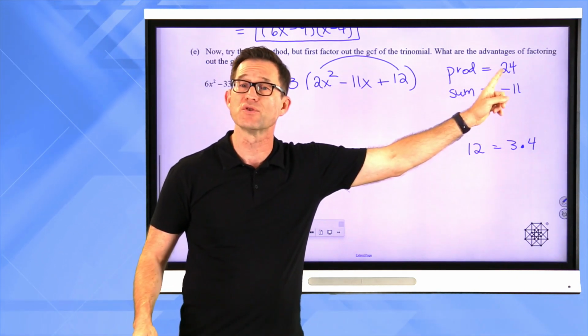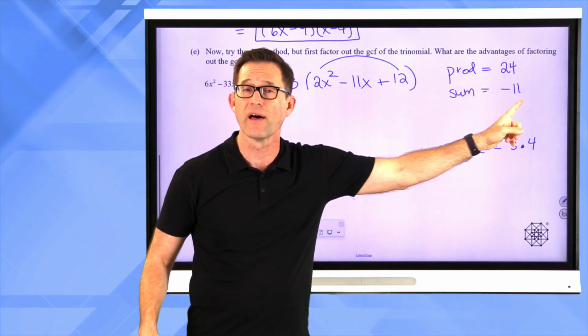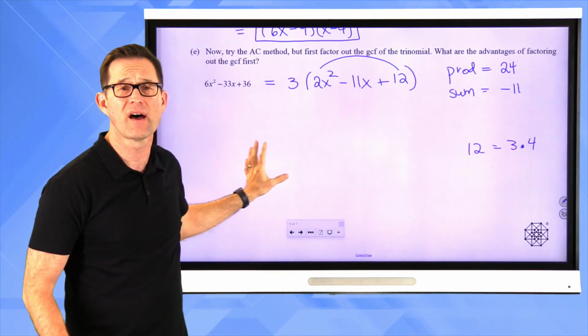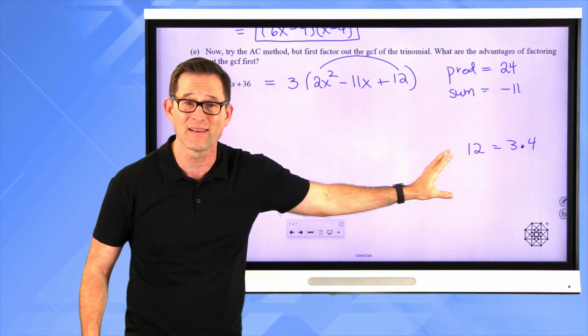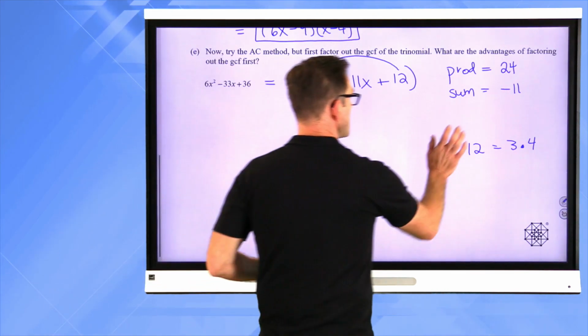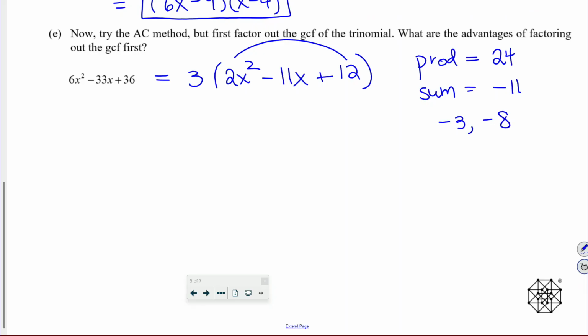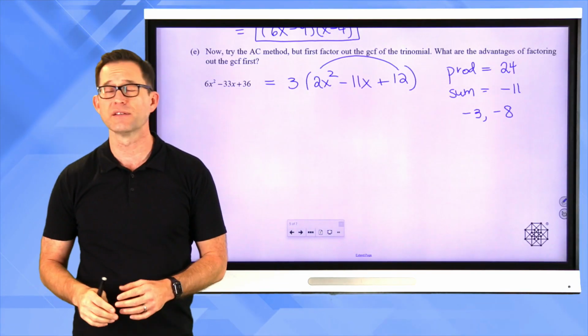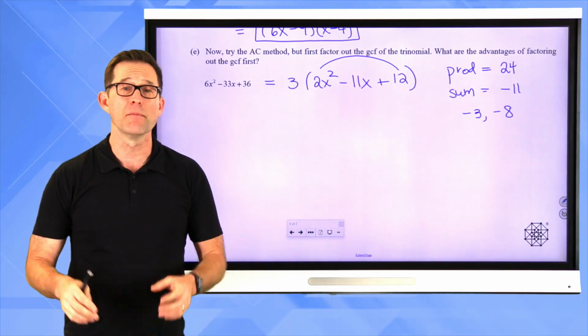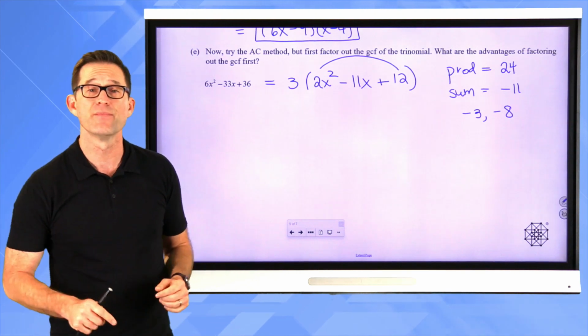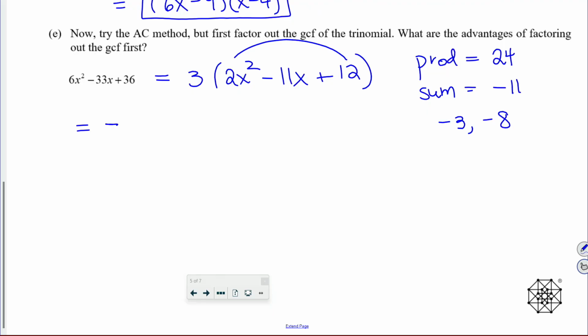So I'm looking for two numbers whose product is 24 and whose sum is negative 11. And if you need to, write the 3 off to the side. Just don't forget to bring it back at the end. Those two numbers are going to be negative 3 and negative 8. Negative 3 times negative 8 is positive 24, and negative 3 plus negative 8 is negative 11. So I can now write this as 3 times 2x squared minus 8x minus 3x plus 12.